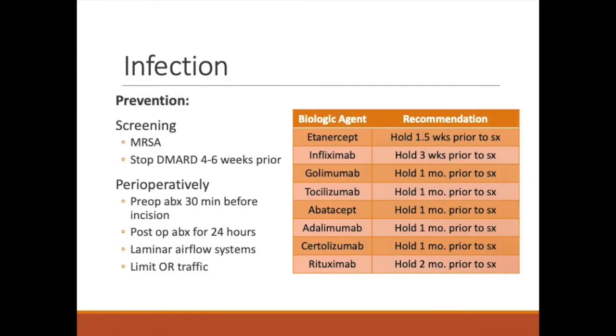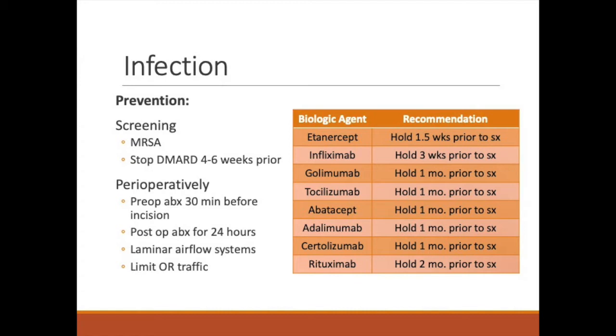In terms of prevention of infection, you want to screen for MRSA colonization from the nares and treat if positive. You also want to stop DMARDs 4 to 6 weeks prior to surgery and continue cessation of them 4 to 6 weeks after surgery because there are so many new ones of these that continue to come out. Close conversation with the patient's rheumatologist is usually indicated to help coordinate all of this.